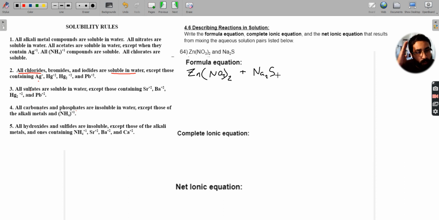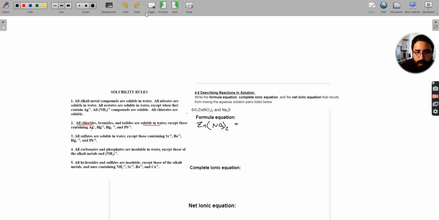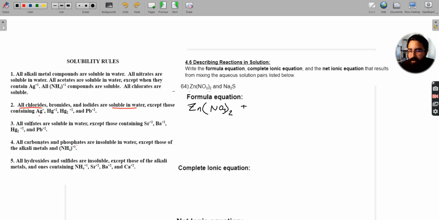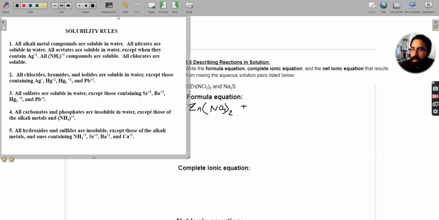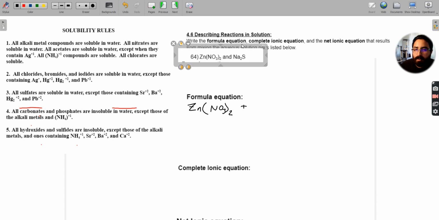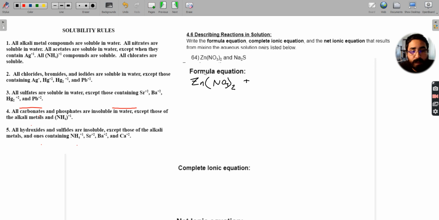And anything in group 1, any of the alkaline metals, well, what do I do? Hello? Uh-oh. See what you guys have done for making fun of me? We'll just scoot this up. All right, so all alkaline metals must be aqueous. So that Na2S, as soon as you see Na, you're like, oh, automatically that one's aqueous.